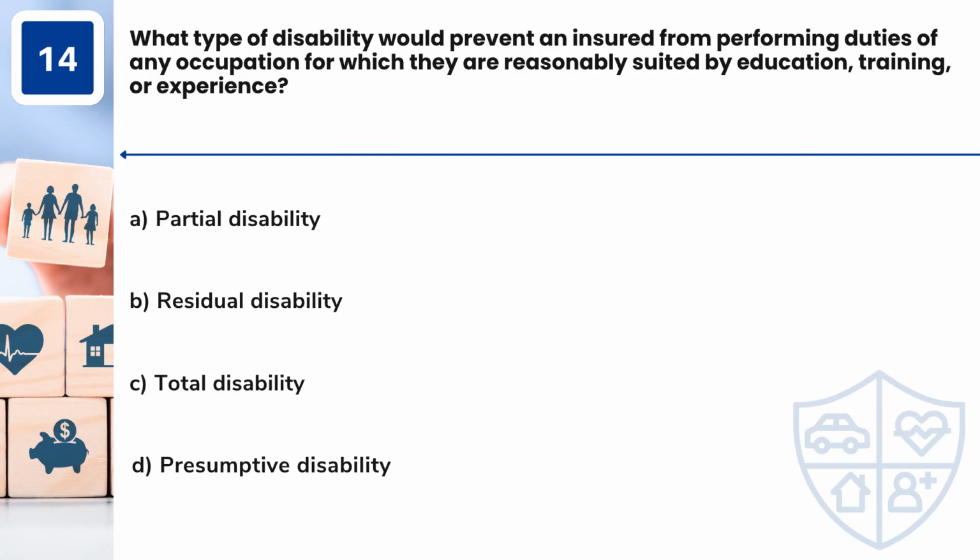Question 14. What type of disability would prevent an insured from performing duties of any occupation for which they are reasonably suited by education, training, or experience? A. Partial disability. B. Residual disability. C. Total disability. D. Presumptive disability.